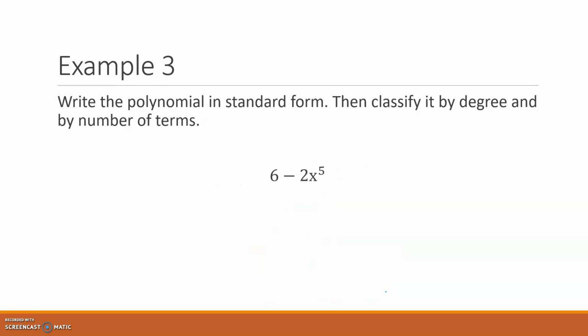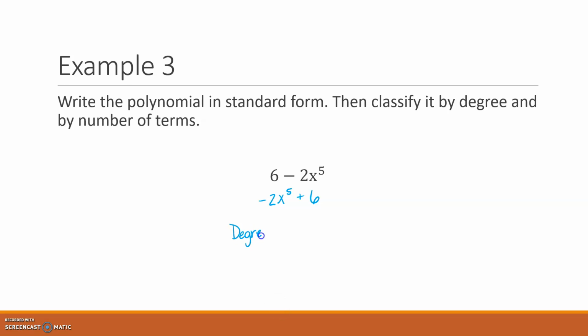All right. And last one, let's put this in standard form. So try this one and then go ahead and classify it by degree and number of terms. All right, to put it in standard form, all I really need to do is switch the order. There's nothing to combine here because there are no like terms. So I'm going to put it like this. This would be our standard form.